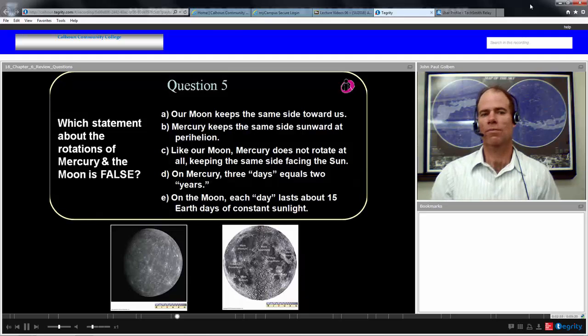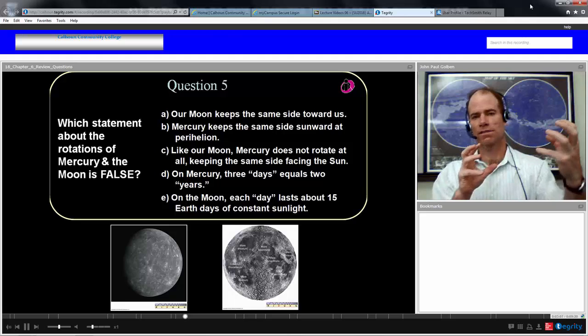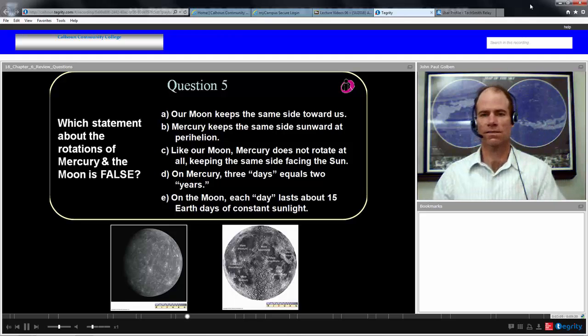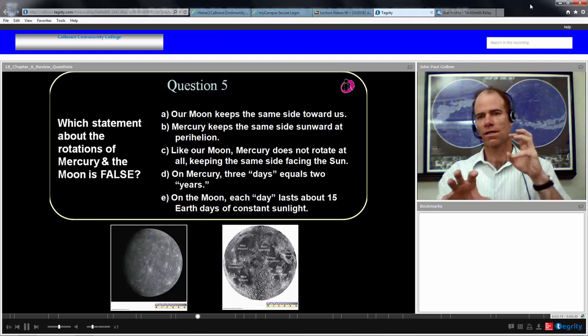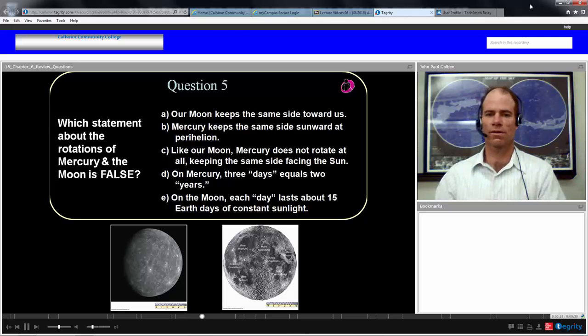Which statement about the rotations of Mercury and the moon is false? Well, the moon is tightly fixed to the Earth, so it rotates once on its axis every 29 days or so, in the time it takes to go around the Earth. Mercury is not totally tightly fixed to the sun because it's got an elliptical orbit, so it has that 3-to-2 spin resonance. Let's see what we got here.